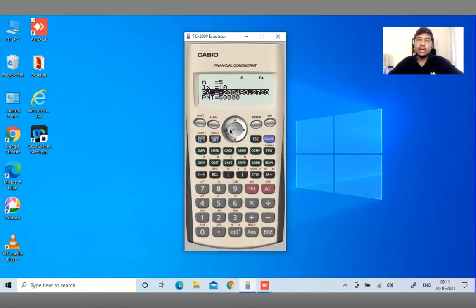Now for the calculator, the moment you put PMT as positive, it will consider PV as negative. If you put PMT as negative, it will consider PV as positive. That's how the calculator functions. So you need to ensure that you are putting the right sign so that you get the right answer. Okay, so this is how you calculate PV.